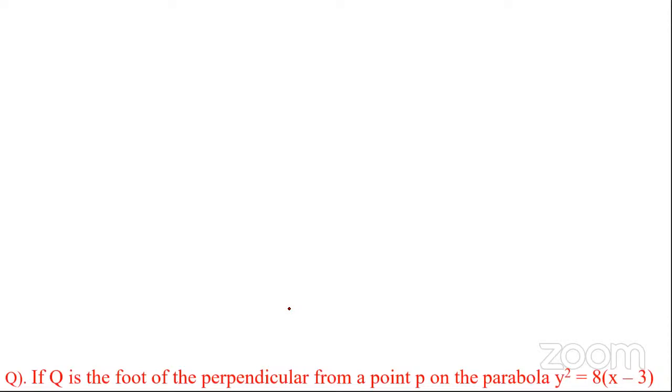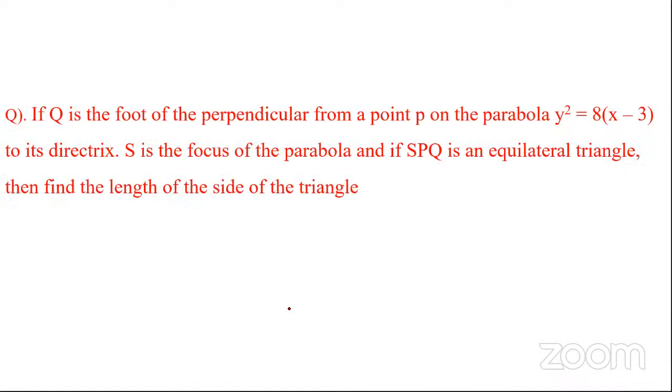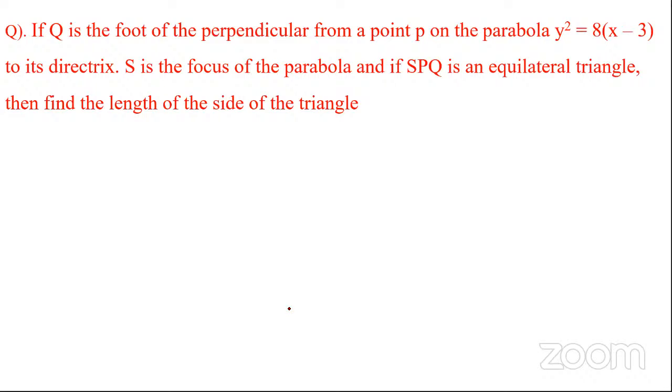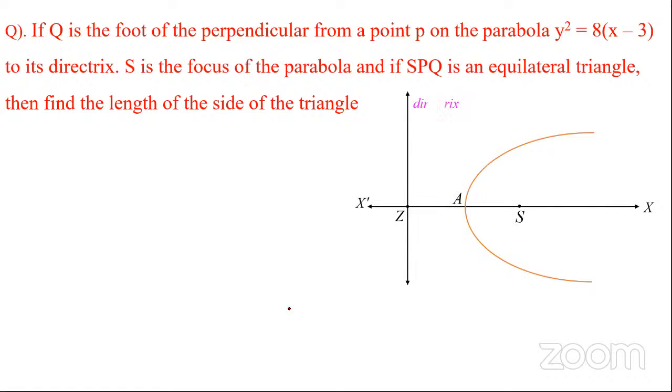If Q is the foot of the perpendicular from a point P on the parabola y square equal to 8 of x minus 3 to its directrix, S is the focus of the parabola, and SPQ is an equilateral triangle, then find the length of the side of the triangle. Just so, this is an equilateral triangle. So see this one, figure.